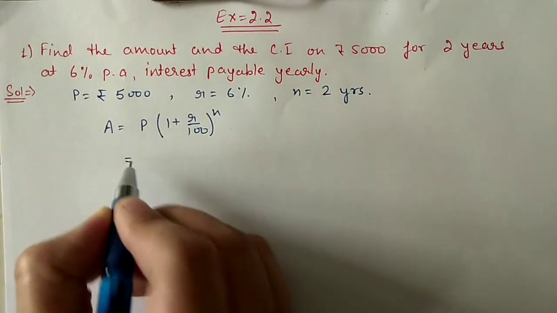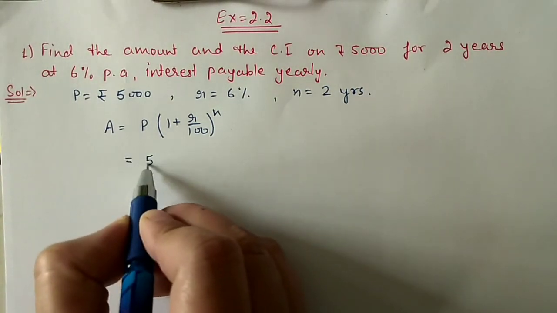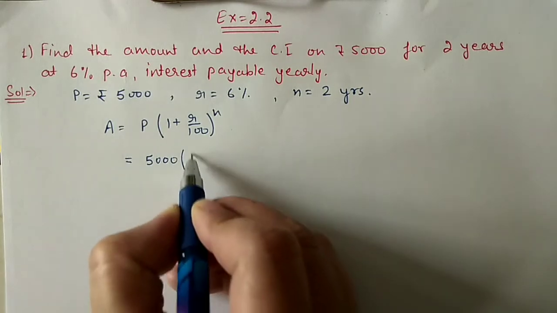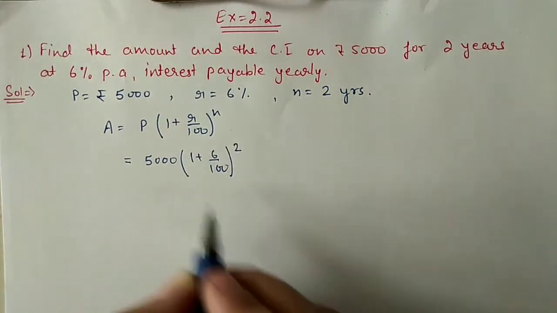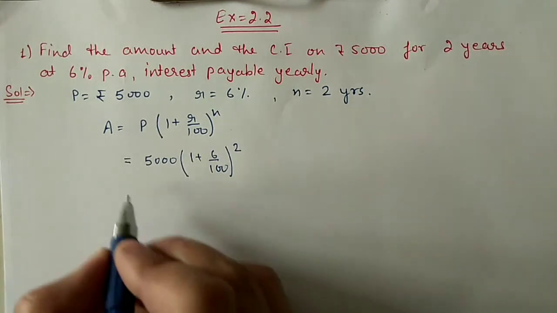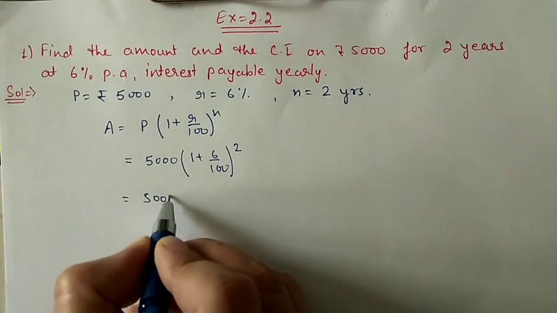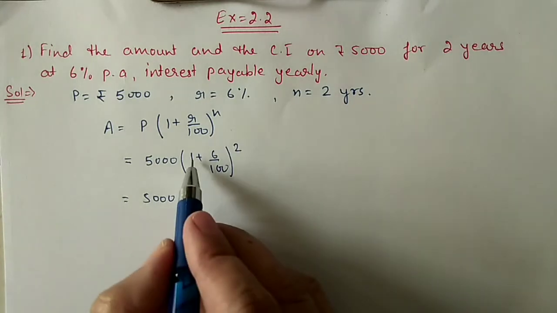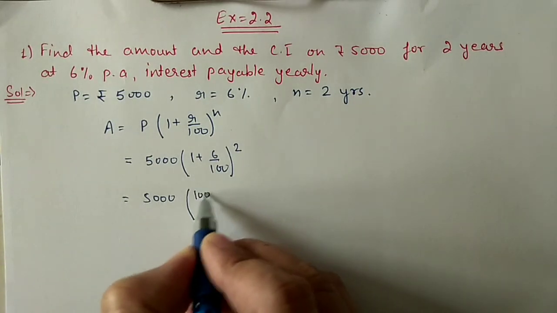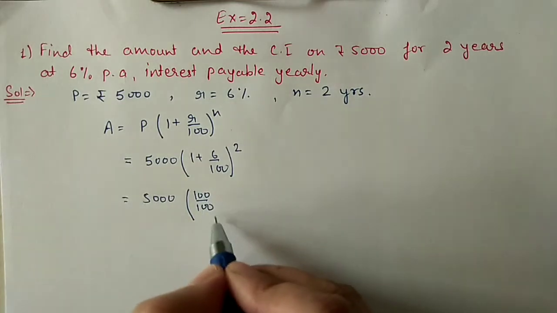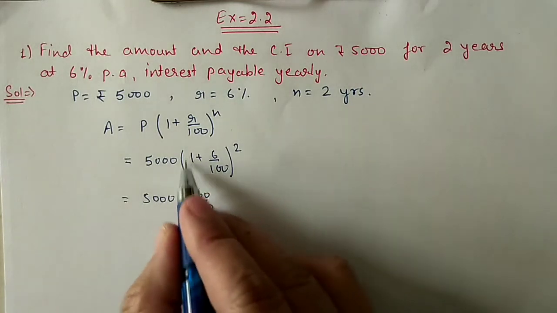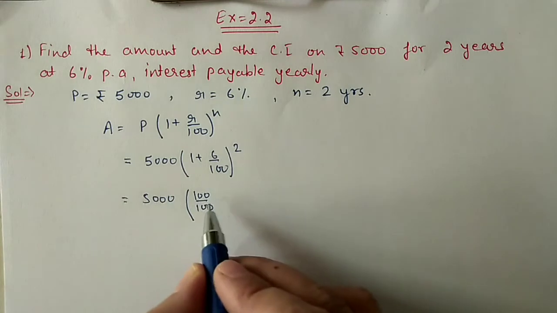Now we have to substitute these values here. P is 5000, (1 + 6/100) whole to the power 2. Now here we have to do the addition. For that we need to take the LCM, or we have to make the denominator the same. So this 1 we can write as 100 by 100, because 100 by 100 is equal to 1. Everything will cancel out and you will get 1. So we should not change the value, we are only changing the form.